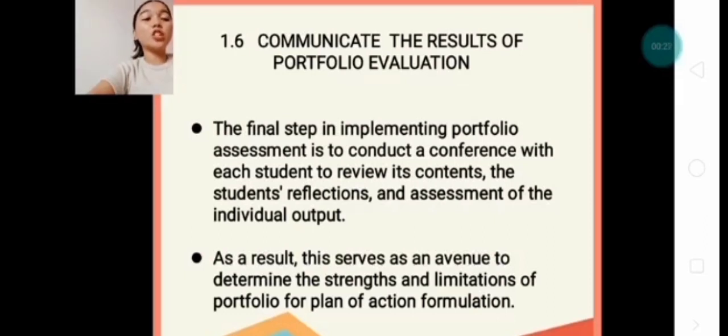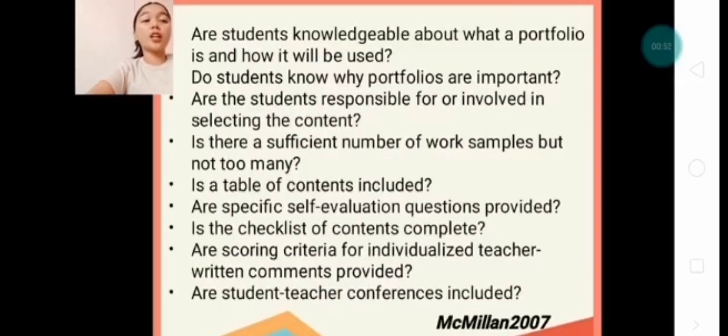As a teacher, you must give your students guidelines for these conferences so that they can prepare some questions ahead of time, and allow the students to give their views and insights during the conference. As a result, this serves as an avenue to determine the strengths and limitations of the portfolio for plan of action formulation. The following is a checklist for implementing and using portfolios.